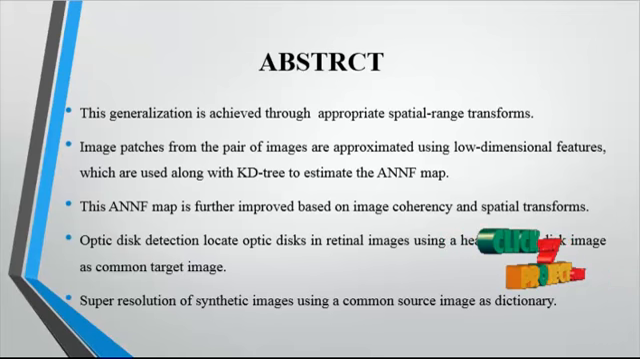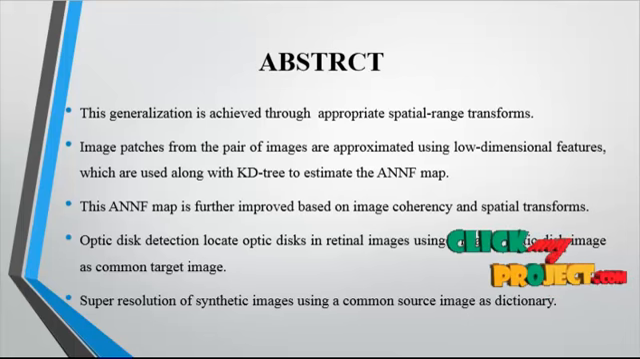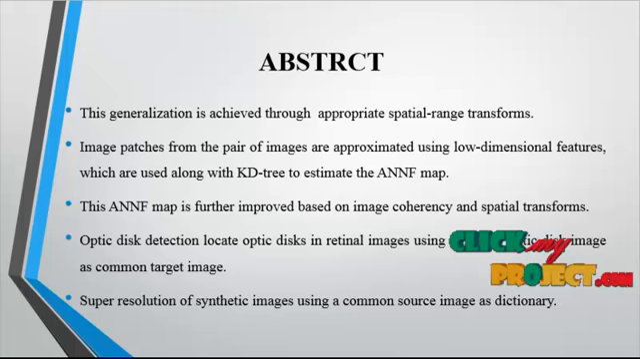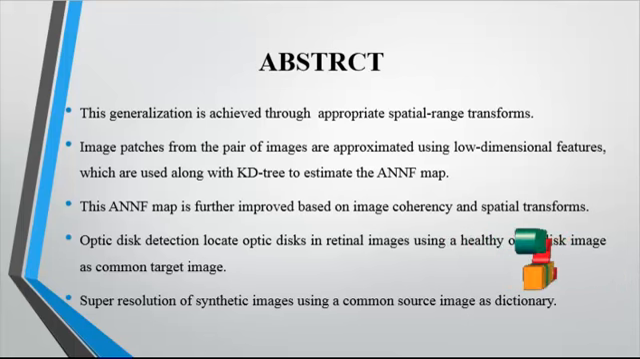Now we discuss the abstract for the process. In this paper we propose FeatureMatch, a general approximate nearest neighbor field computation framework between a source and target image. The proposed approach can estimate ANNF maps between image pairs that are not successfully related. This generalization is achieved through approximate spatial range transforms to compute ANNF matching.